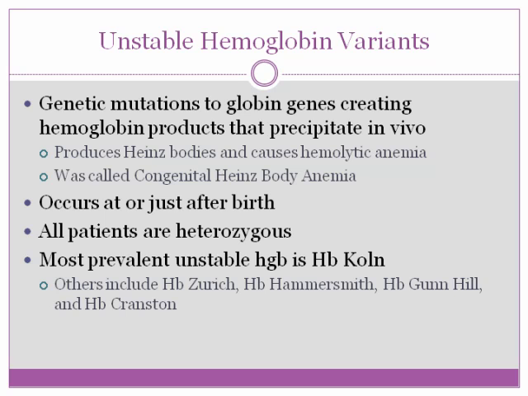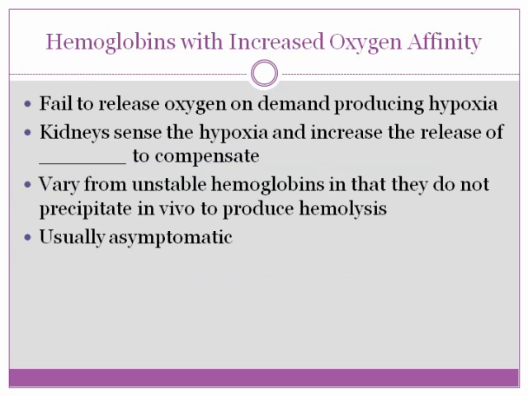So there are some other unstable hemoglobin variants that can occur. The most prevalent one is hemoglobin Koln, and then the others are Zurich, Hammersmith, and so on. So you can read those there. There are hemoglobins that have increased oxygen affinity, meaning that they really, really like their oxygen and don't want to let it go to be delivered.